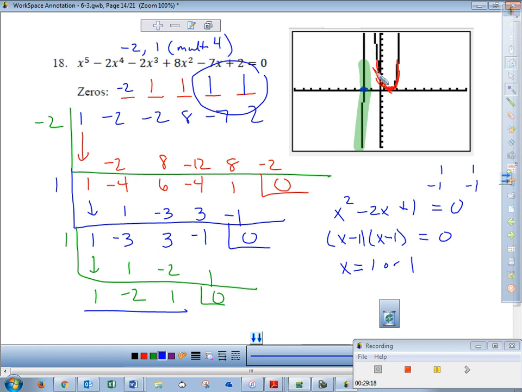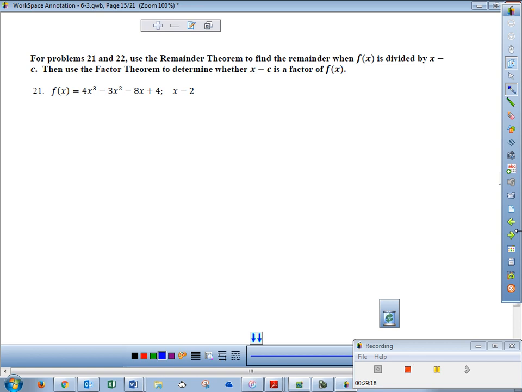Multiplicity, when you've got this point of tangency, happens in even amounts, either 2 times, 4 times, 6 times, etc. But the only way to know that this happened 4 times was to go through the synthetic division process and actually see. You know for sure it had to be 2 times. Was it another 2 times? Was it another 2 times? So you had to go through that. Cool. Let's jump to 21 now.